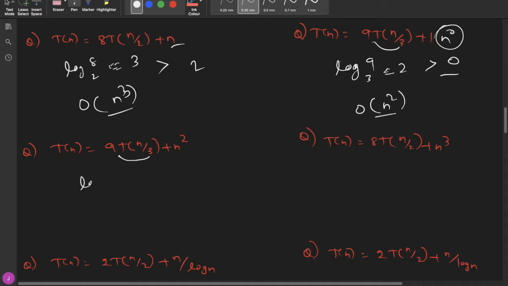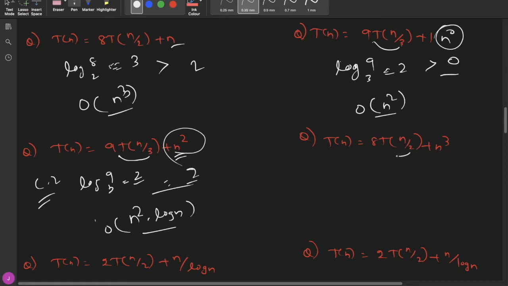Here also log a base b is 2 and the value of k is also 2. Both are equal, so case 2 arises. If case 2 arises, then we always want to make the right side win, but here the left side is equal to the right side. So we will just multiply log n with the right side so as to make it win.